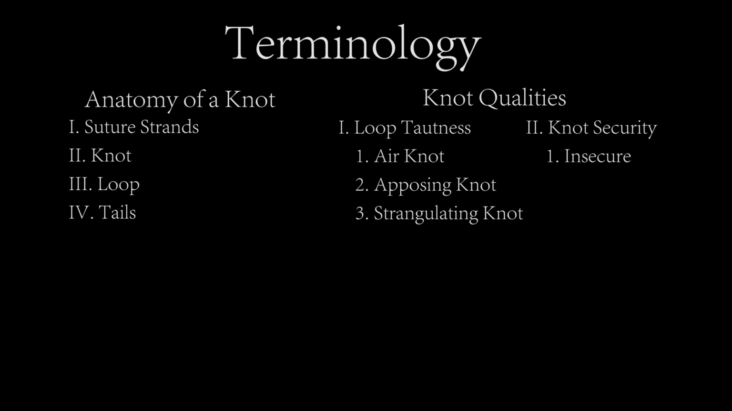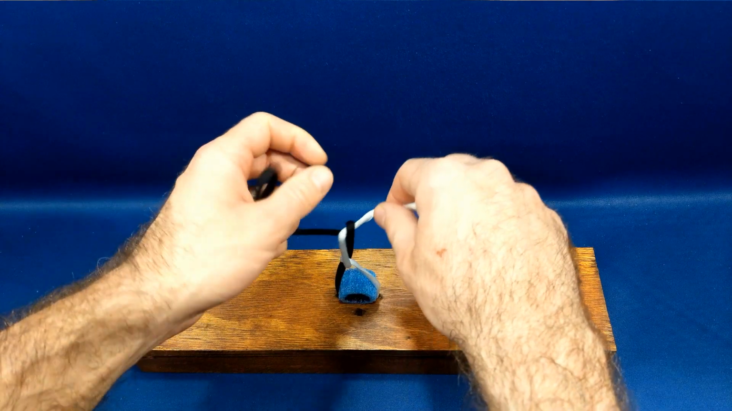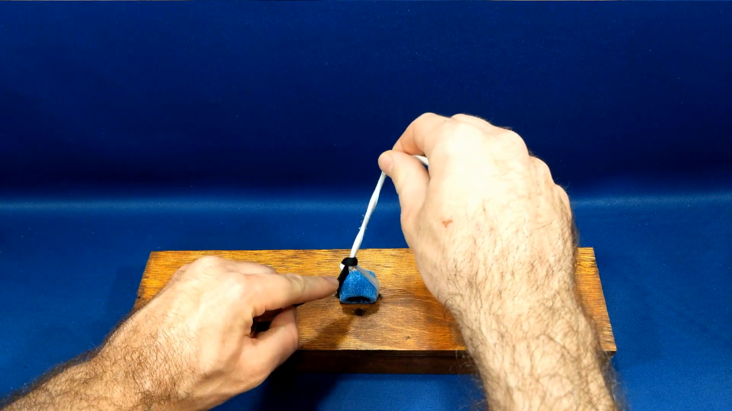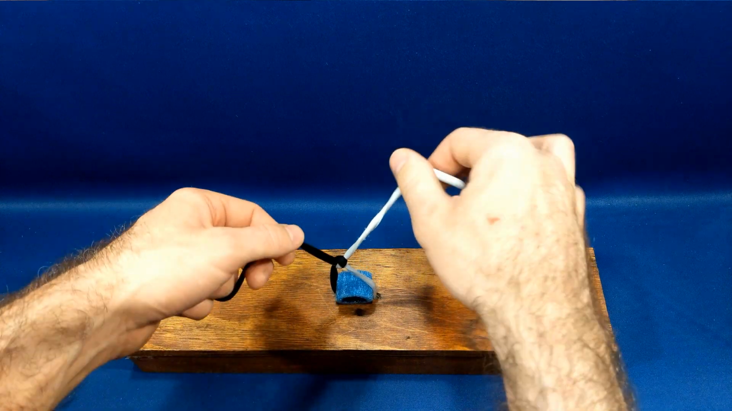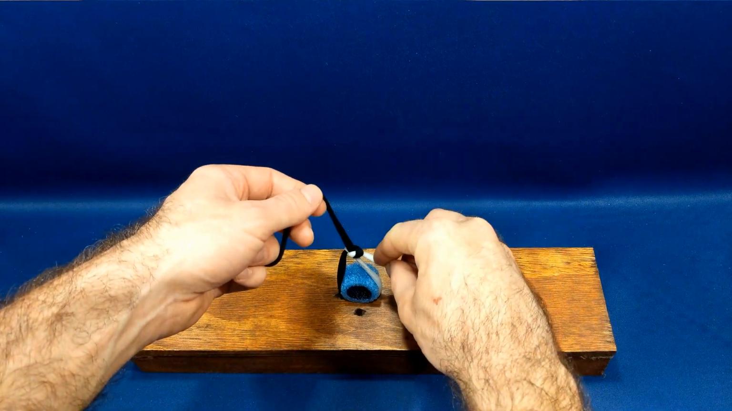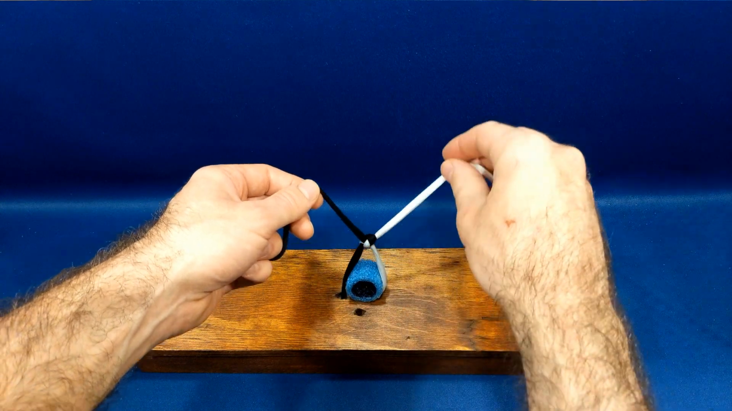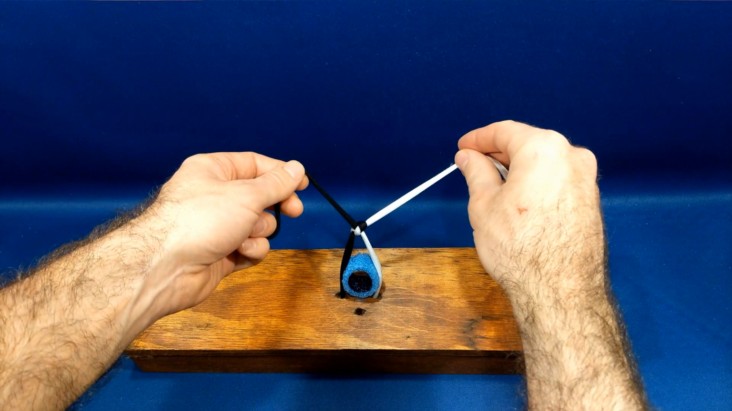In contrast, we will refer to a secure knot as a knot that is relatively difficult to slip. For example, here we tie a non-apposing knot that is secure. We can attempt to tighten it further by pushing down on the knot from either side, but this is unsuccessful because it is a secure knot.